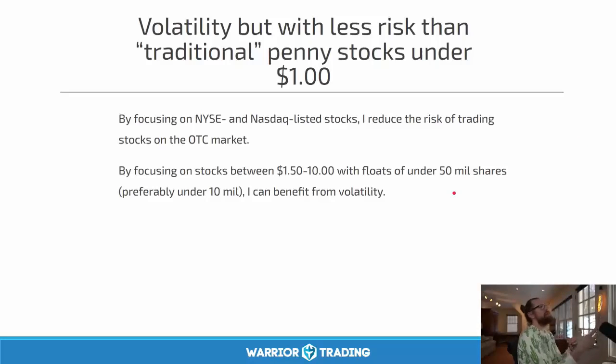So by focusing on stocks between $1.50 and $10 with floats of under 50 million shares, I can benefit from volatility, while at the same time creating a little bit of risk protection, because I have my threshold cut off at about $1.50. Occasionally I will trade a $1 stock or something at 99 cents to anticipate the break through $1, and then that quick rip up to like $1.15 or $1.25, possibly into a circuit breaker halt. But that's very rare that I do that. It's just every now and then we get into a little bit of a rhythm where that'll happen like 5 times in a row.